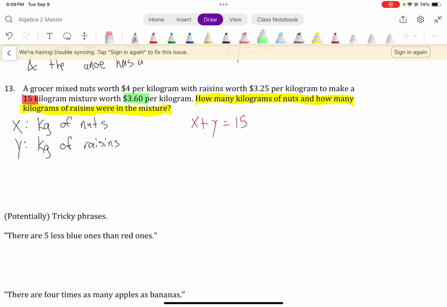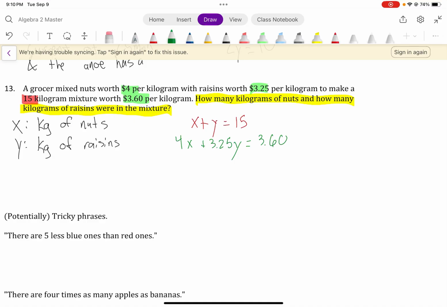This part right here is where I have to use those two numbers. So it's $4 times how many kilograms of mixed nuts there are, so that's a 4X, plus $3.25 times the number of kilograms of raisins. And that's going to end up being a $3.60 per kilogram mixture. Okay?